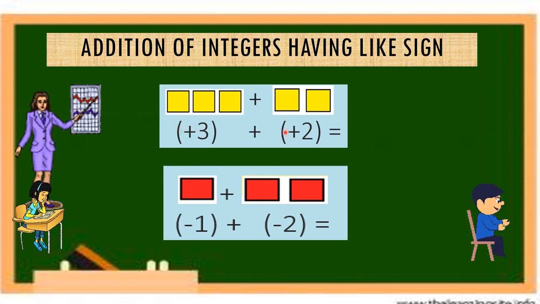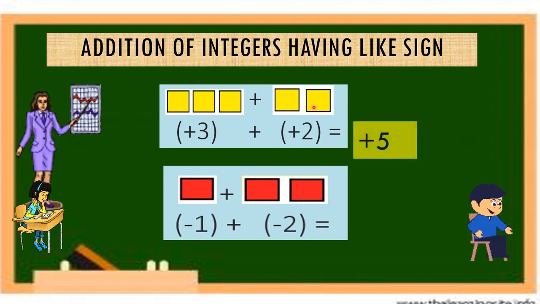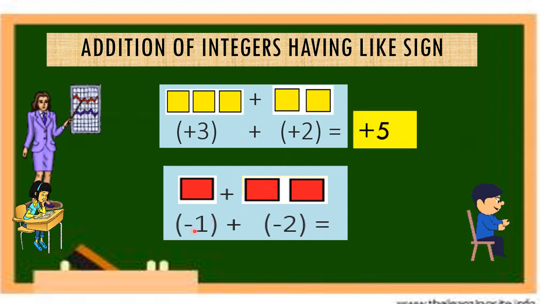We are going to answer the first number. Positive 3 plus positive 2. We just count the numbers here. 1, 2, 3, 4, 5. So we have positive 5. We have negative 1 plus negative 2. 1, 2, 3. Therefore, the answer is negative 3.